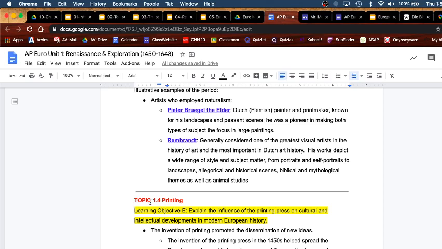This is topic 1.4 on printing. Learning Objective E: explain the influence of the printing press on culture and intellectual developments in modern European history.